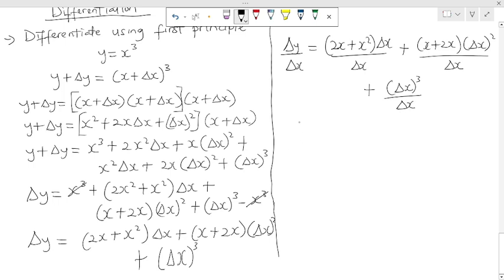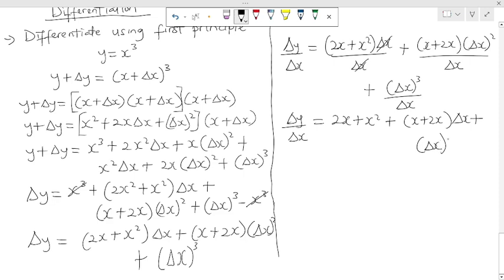So we have change in y over change in x is equal to 2x plus x squared plus x plus 2x into change in x. So we have one more: when this cancels one change in x, we have one left, plus change in x.